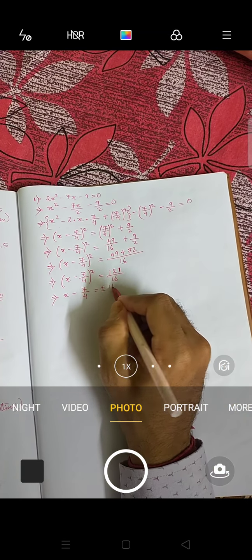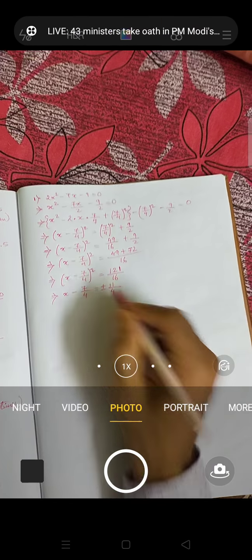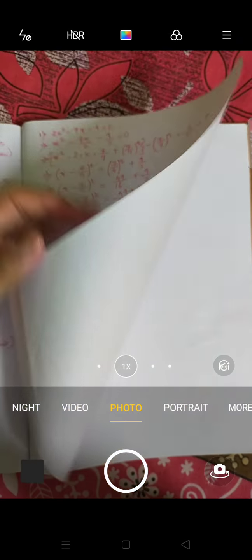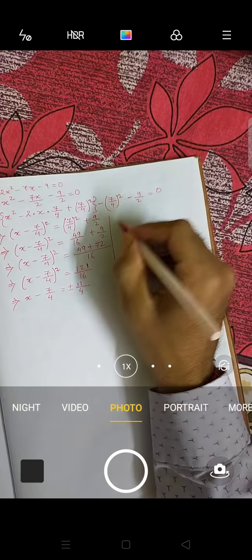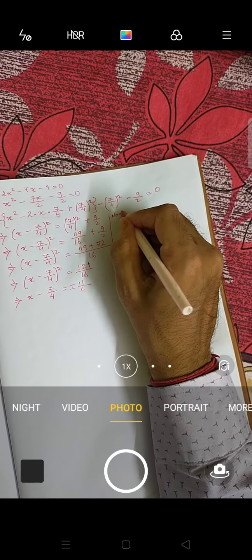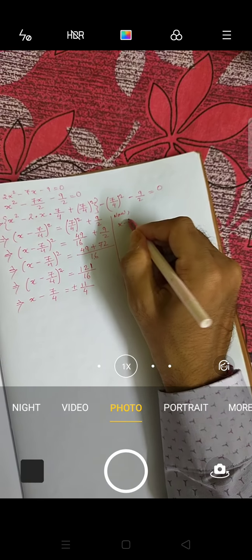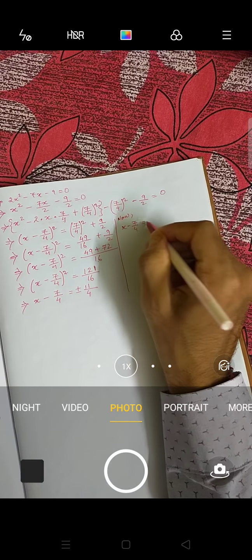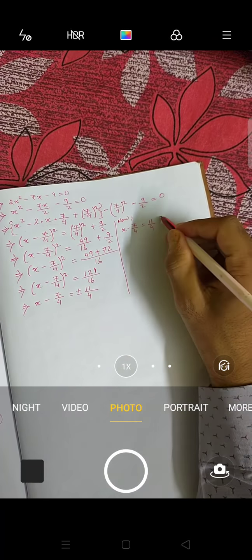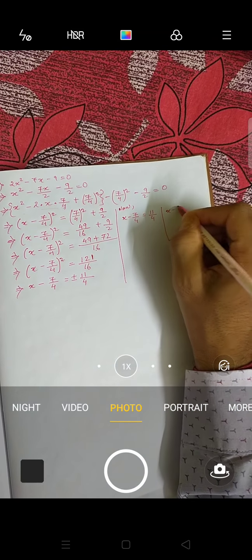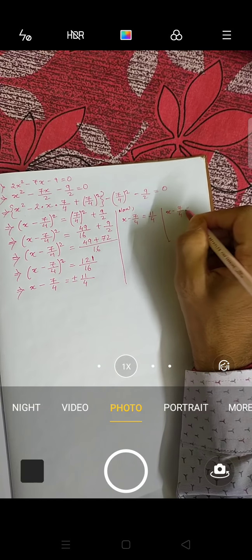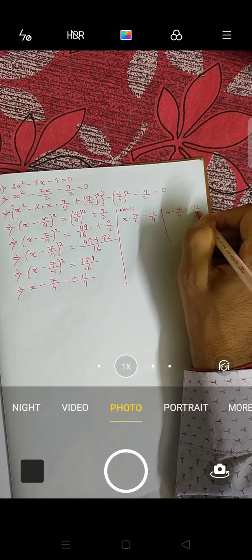11. Okay. And 16 is 4. So I'll write it directly: plus minus 11 by 4. Any problem? So I'll take once plus and another time minus. So I'll be taking now x minus 7 by 4 equals to 11 by 4. I'm taking once as plus, and next time x minus 7 by 4 equals to minus 11 by 4. Any problem?